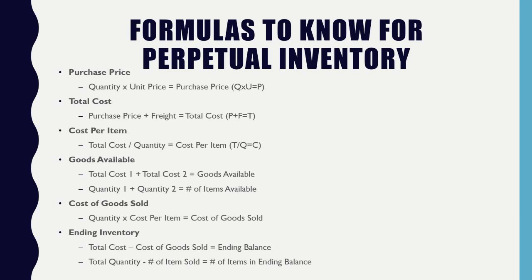So in this case, it's going to be quantity 1 times quantity 2 times total cost, okay? Or in this case, cost of goods sold is going to be quantity times cost per item, okay? And of course, ending inventory. We always know what the ending inventory is. It's going to be your total cost minus cost of goods sold, which is equal to your ending inventory. This will always be given, all right?